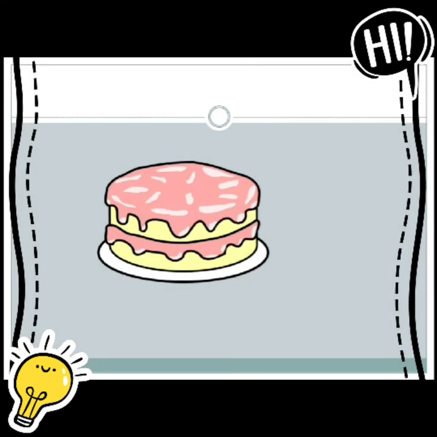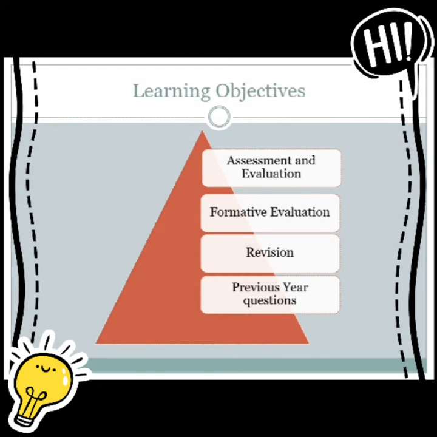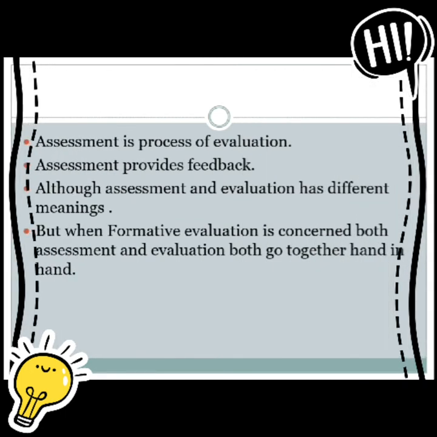Now, what we understand from this story is that assessing a student and his learning progress is an important part of effective teaching. So today's lecture is going to be based on learning and evaluation. So first we will start. Assessment is a process of evaluation. Now assessment provides feedback. Although assessment and evaluation have different meanings, when it is concerned with formative evaluation, both go hand in hand together.